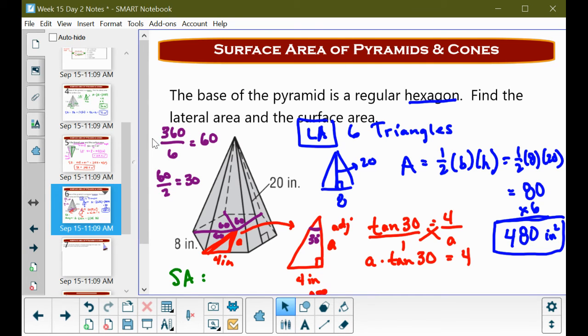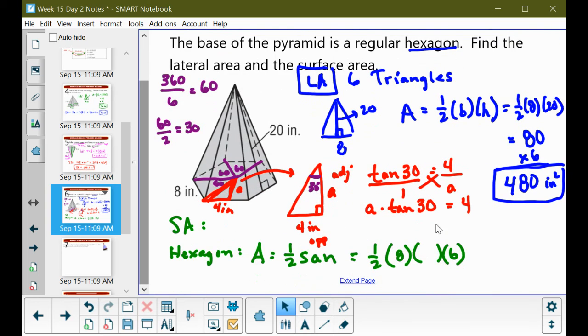Last thing I have to do here to solve for a is get that tangent to the other side. So I want just a all by itself. So I have to divide by tan 30. So those cancel out. And I have 4 divided by tangent of 30. That gives me a equals 6.9. So that's my apothem. So I'm going to put that in my formula, 6.9.